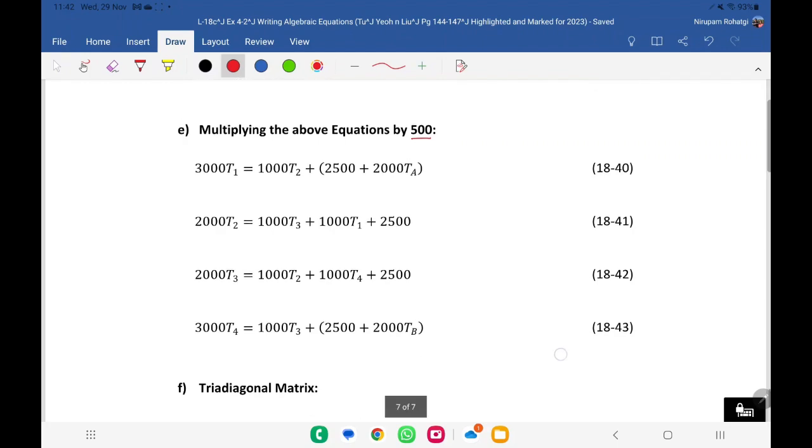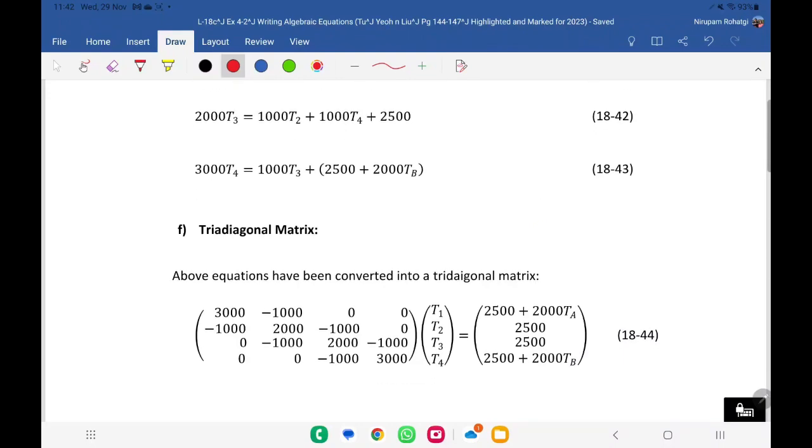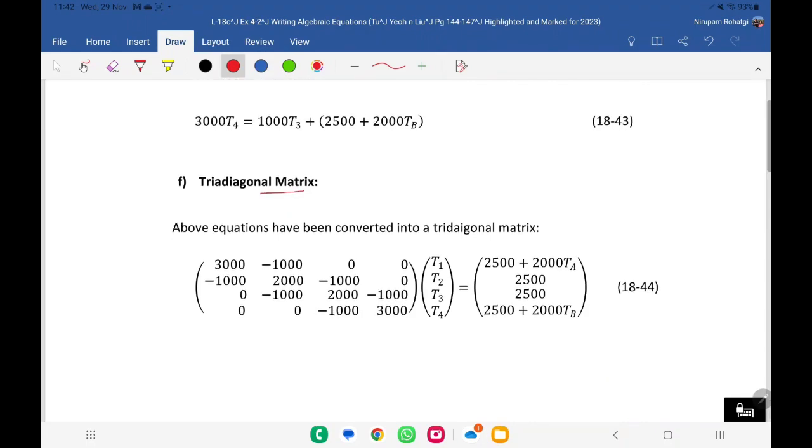Okay. Now, when you solve this you get a matrix of this form. Right? Your Ta and Tb are known, so they are brought on the right side. So this column is known to you, right side. These are your unknowns, and these are your coefficients. You can solve this by matrix inversion or whatever it is.